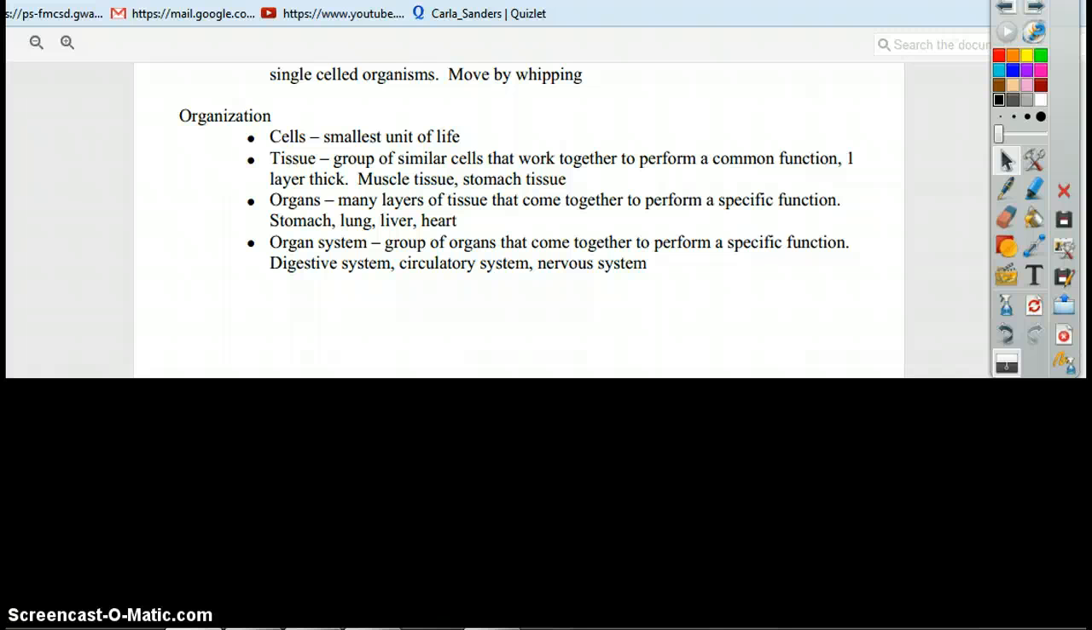Cells come together to form tissues, tissues come together to form organs, organs come together to form organ systems. So that's the organization from cells to a living organism.